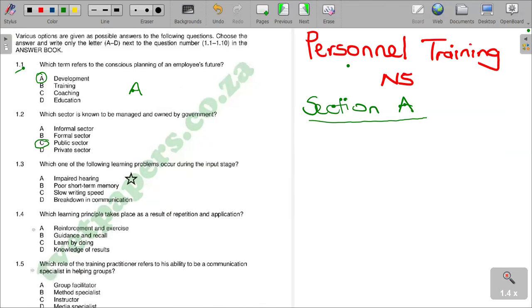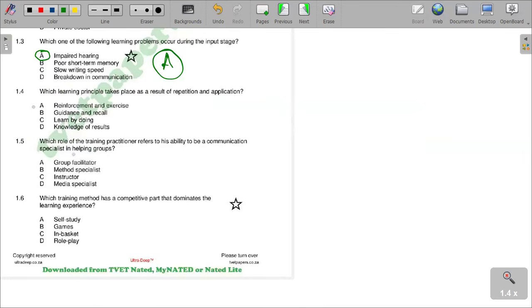Which one of the following learning problems occurs during the input stage, right? So during the input stage, you can find that learners will have a problem with what? Impaired hearing, which is A. Right? Let's move on to question 1.4.